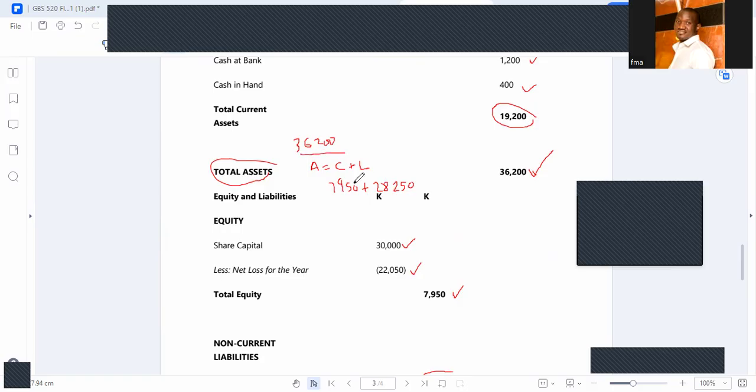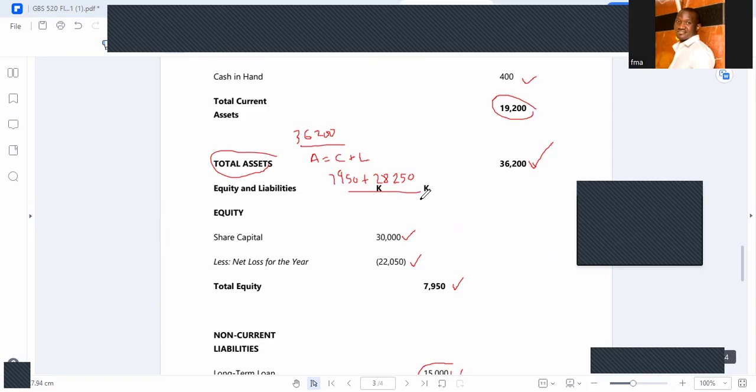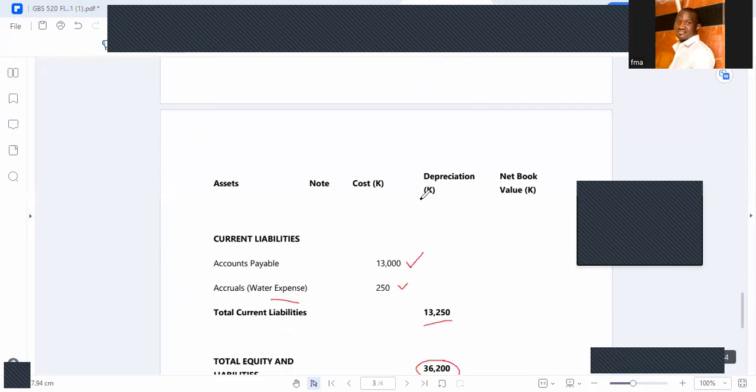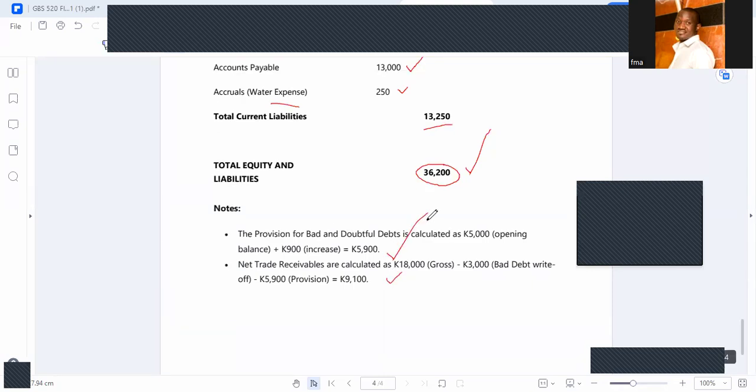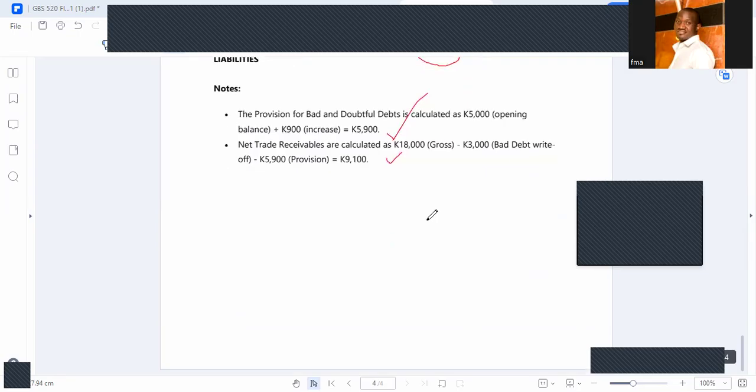The goodness with accounting is that all entries will give you a double allocation. So this amount here will balance with this amount. So the calculations here, I put the note. Provision for doubtful debts is this. Debt receivables is this. Okay. So I think that is that. Okay. Is that clear? So we end here.